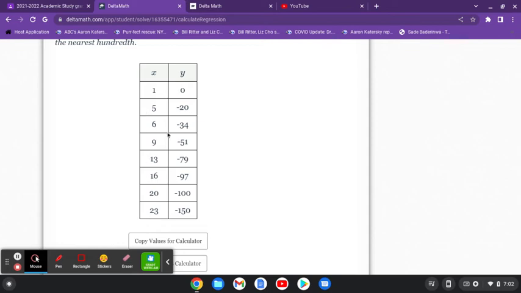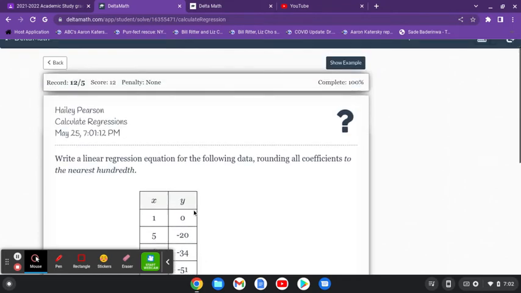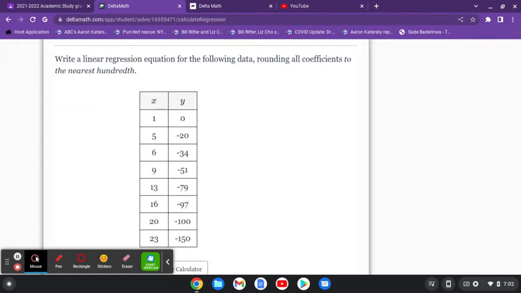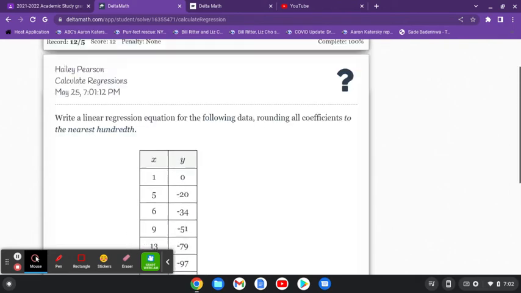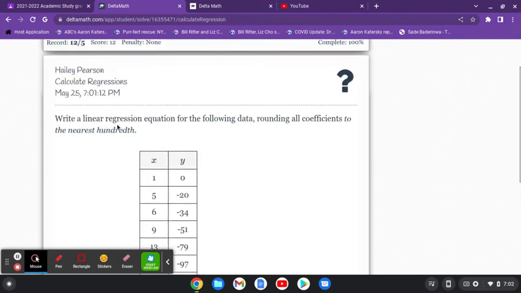We have our x values, which are 1, 5, 6, 9, 13, 16, 20, and 23. And our y values are 0, negative 20, negative 34, negative 51, negative 79, negative 97, negative 100, and negative 150. If this question were asking what type of regression it is, we would say exponential, because in an exponential regression, it's decreasing, but not at a constant rate. All right? But in this case, we're asked to write a linear regression.